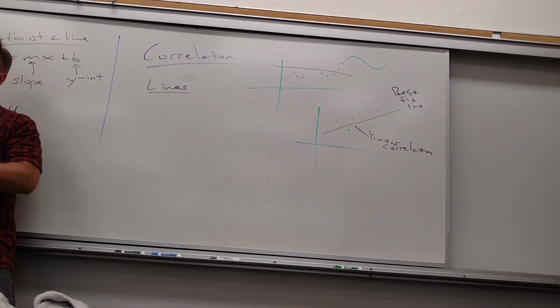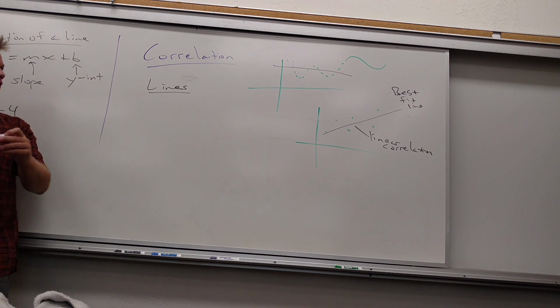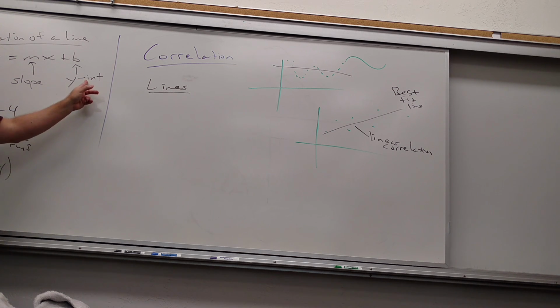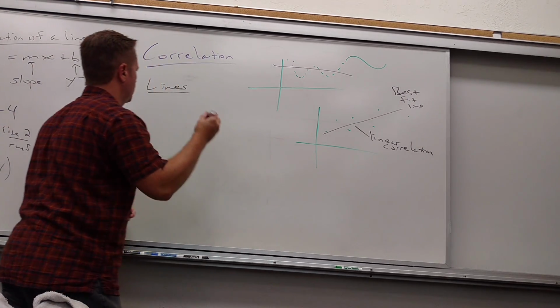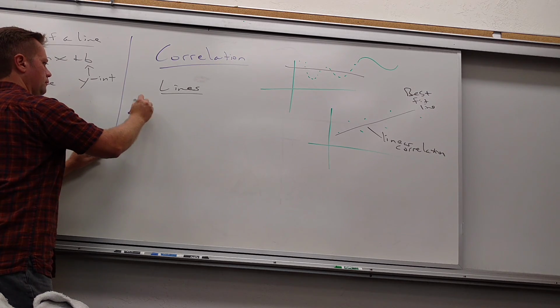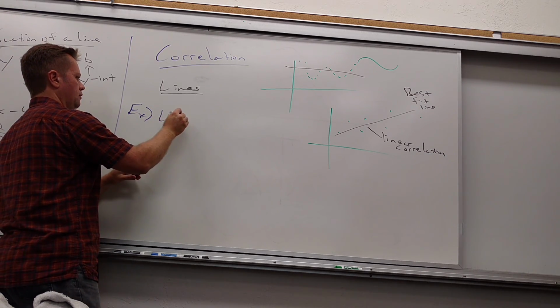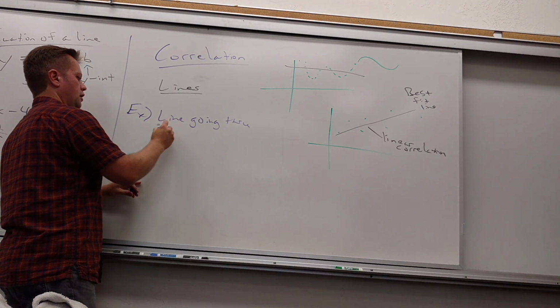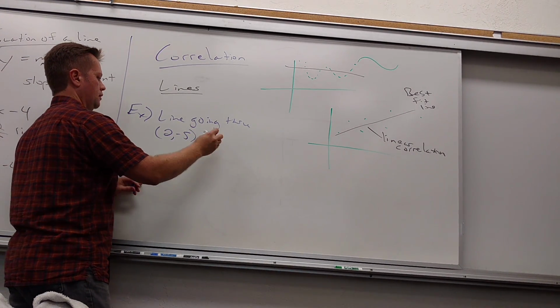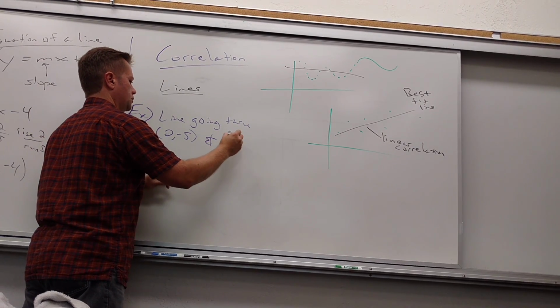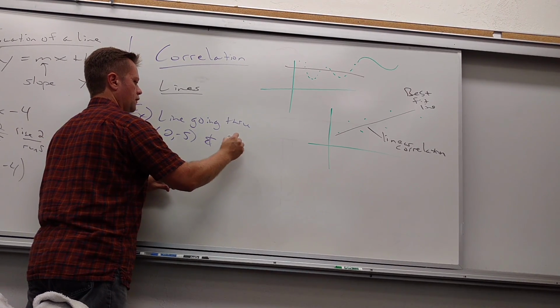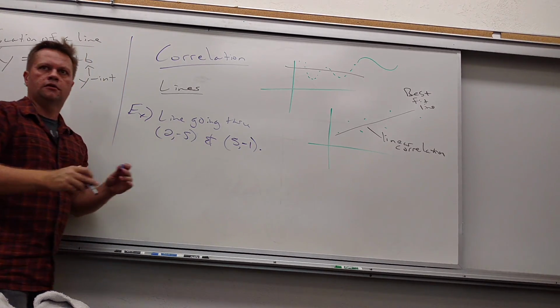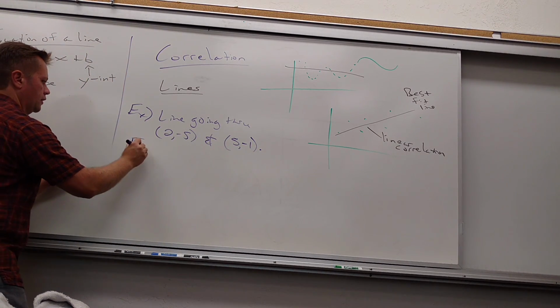We have to talk a little bit about a different way to look at lines. What if I don't know the y-intercept? What would I do then to get the equation of a line? For example, if I knew that I have a line going through (2, -5), and what you got, Jeff? (5, -1). And I want to find the equation of the line.